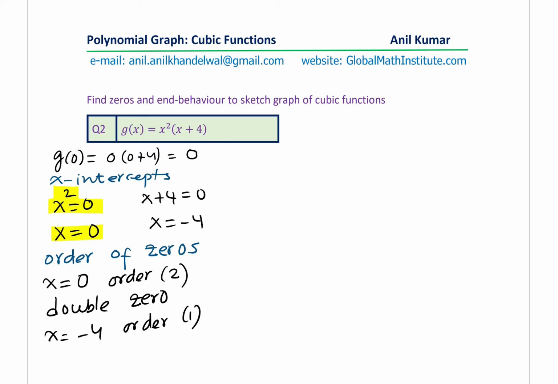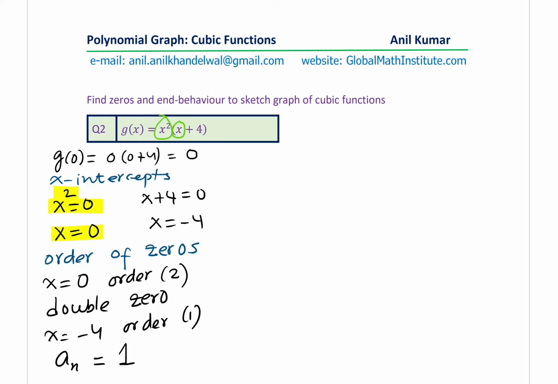Okay, so we have the x and y intercepts. How about the leading coefficient a? Let me write a for leading coefficient. So when you multiply these terms, which are x squared and x, what do you get? You get x cubed, and therefore the leading coefficient should be 1. You get an idea. You do not have to really open up the bracket. Just multiply the x terms.